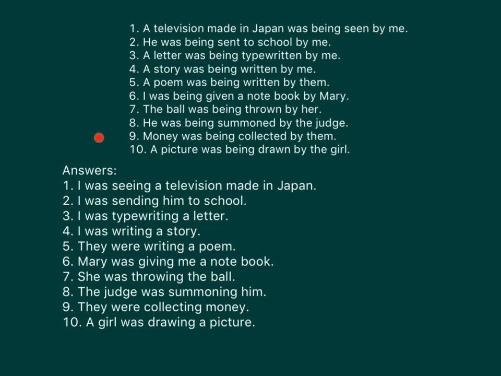Number 9, passive voice. Money was being collected by them. Active voice. They were collecting money. Number 10, passive voice. A picture was being drawn by the girl. Active voice. The girl was drawing a picture.